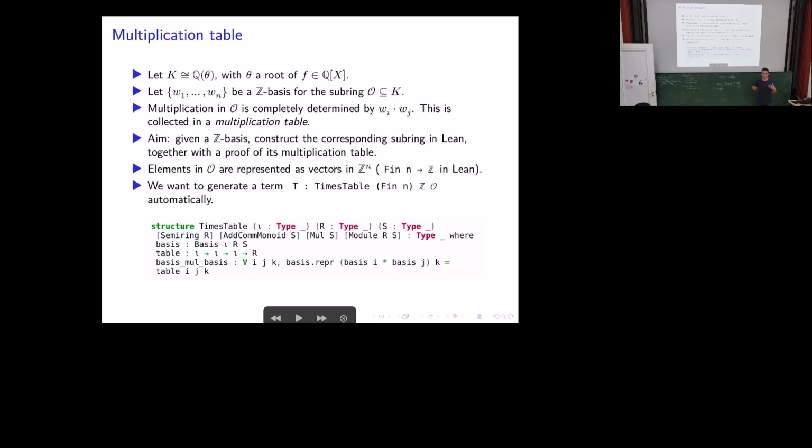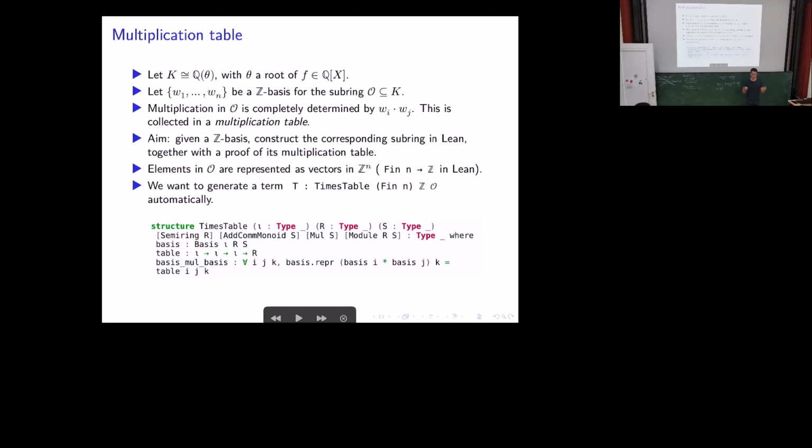So now I told you about how we are dealing with polynomials, but how do we compute inside O? The way we're going to do it is with our multiplication table. So we have the number field, which you obtain by adjoining a root of f, called theta, and we have a Z basis. So the wi's are going to be a Z basis for our ring O. So you see, every element in O is just a linear combination of the elements in the basis. So the multiplication of two elements in O is completely determined by the pairwise multiplication of the elements in the Z basis.